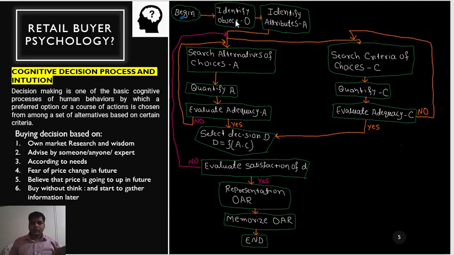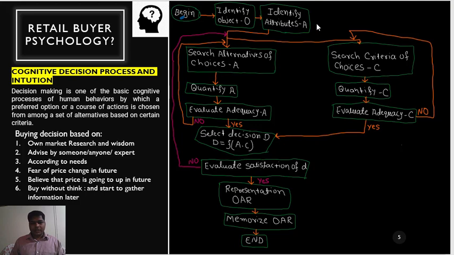Then after, they jump to the search criteria and try to identify the attributes. Attributes mean what type. If I am talking about a mobile phone, which type of mobile phone: the color, size, technical features, memory, price, these are all the attributes. And the durability as well.